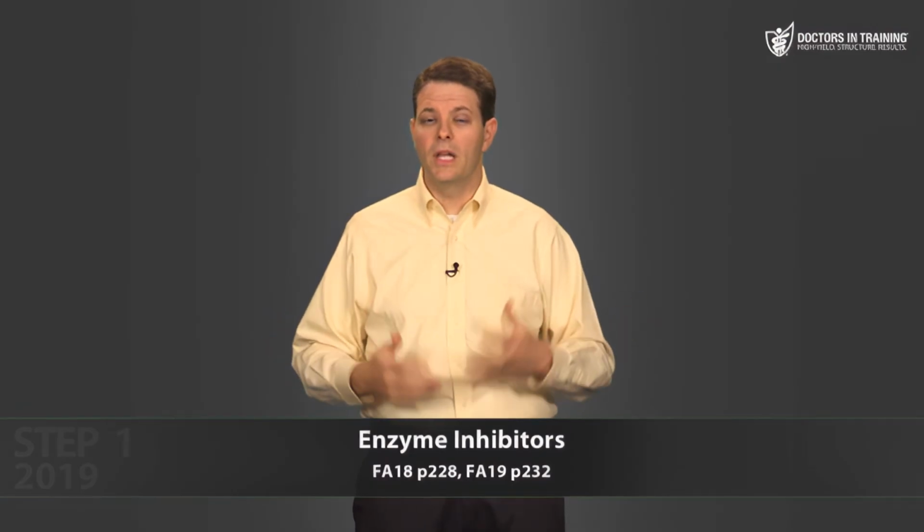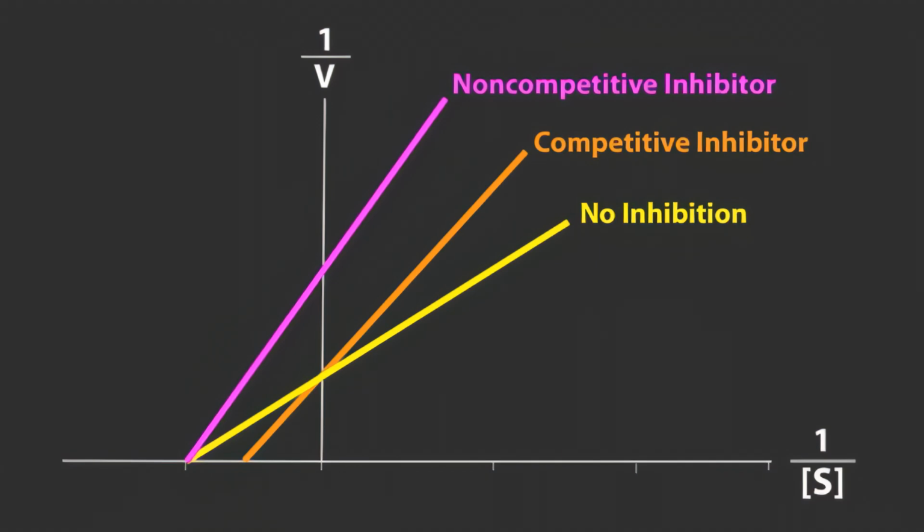Now, what does that look like on a Lineweaver-Burk plot? Here, the yellow line represents the uninhibited enzyme. Now, when you add a competitive inhibitor, does that affect the Vmax? Competitive inhibitors do not change Vmax. Vmax is related to the enzyme concentration. So if a competitive inhibitor does not change Vmax, that means the y-intercept doesn't change.